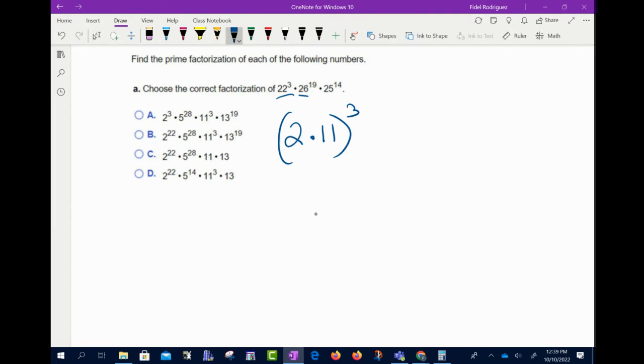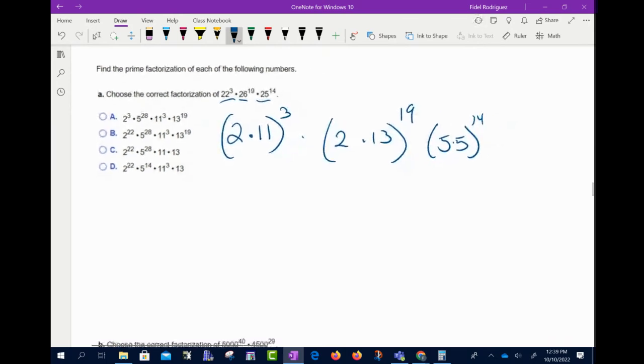Does anybody know what two numbers multiply to, say, 26? Can you divide 26 by 2? What do you think? 2 and 13, right? Very good. Okay, what about 25? Can we break down 25 at all? 5 and 5, right? And that's to the 14th power.